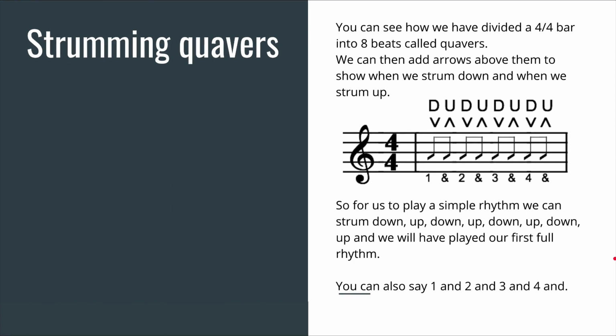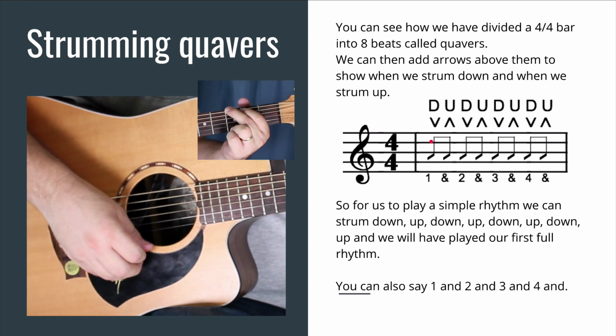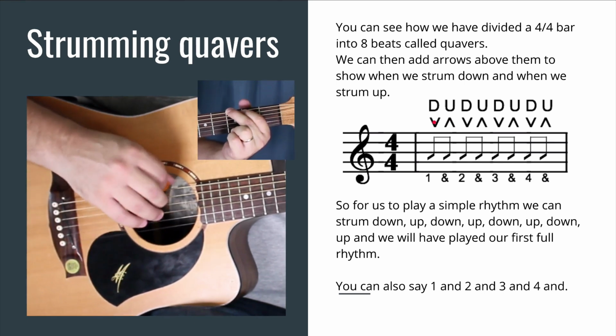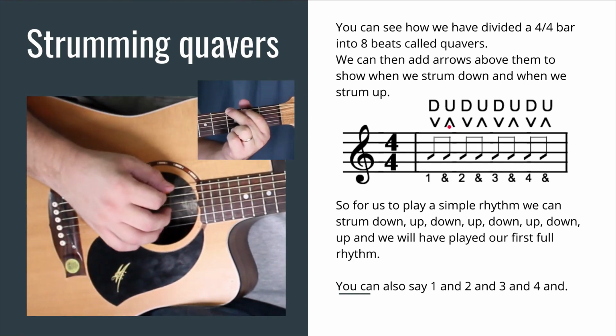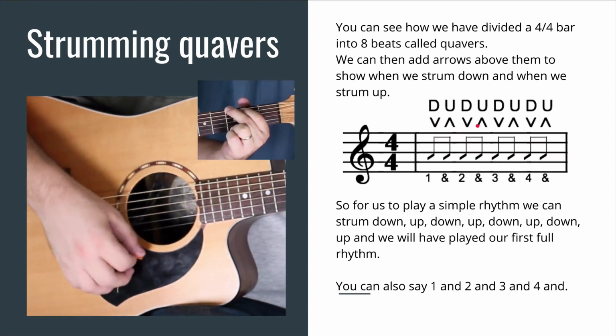You can now see that we have divided the 4/4 bar into 8 beats. These are called quavers. These are our quavers. 1, 2, 3, 4, 5, 6, 7, 8 quavers. And when we are strumming with quavers, what we're going to do is strum down, and then on our way back up, which we were doing before anyway, we're going to strum the string as well. So we're going to strum down and then strum up. And if we do that one after the other, we strum down, up, down, up, down, up, down, up.